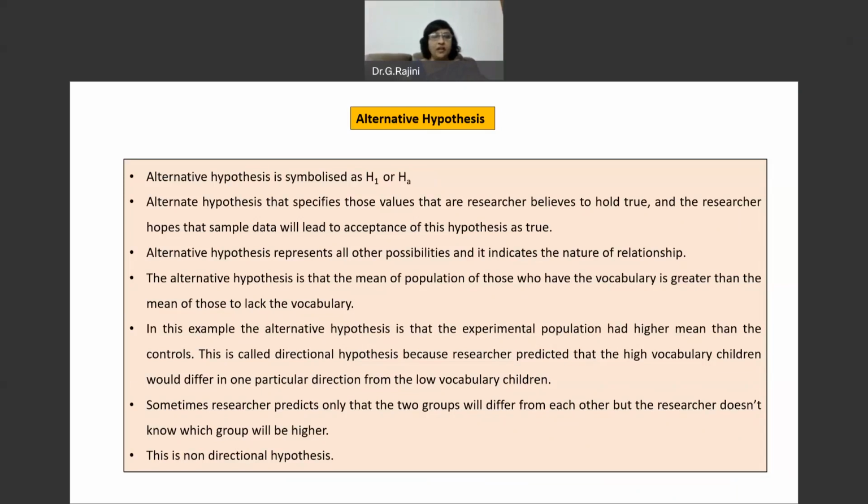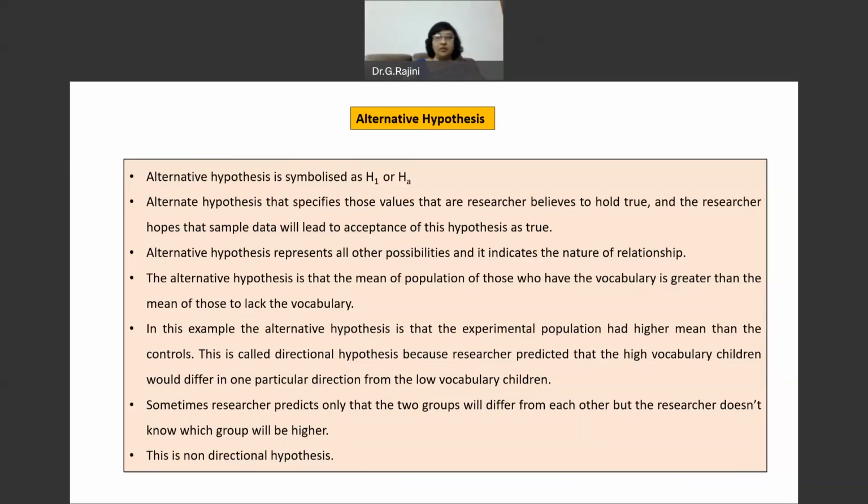Okay, so the alternate hypothesis represents all other possibilities and it indicates the nature of the relationship as well. So the alternate hypothesis could be that the mean of the population of those who have the vocabulary is greater than the mean of those who lack the vocabulary. Sometimes we have a directional hypothesis and sometimes we don't, like whether it's there or not, or whether it is higher or lower. For that also we can formulate a hypothesis in a different way. Sometimes researchers predict only that the two groups will differ from each other, but the researcher doesn't know which group is higher. So this is a non-directional hypothesis.